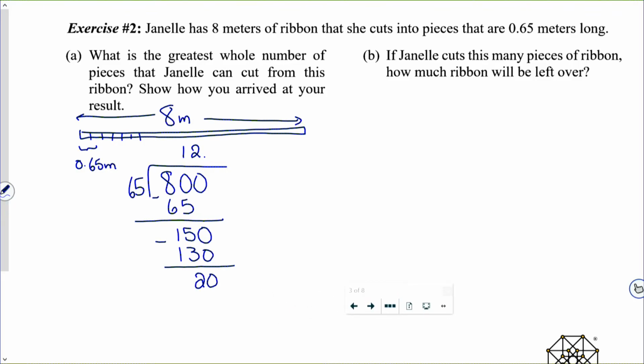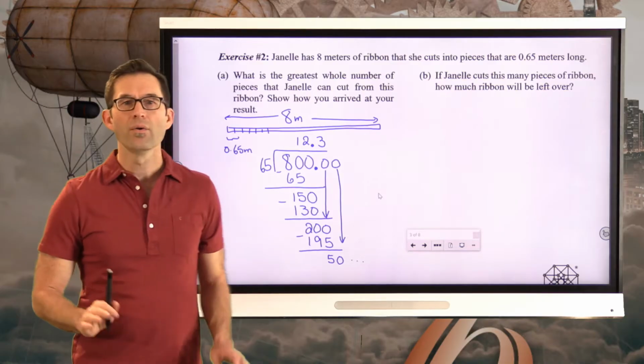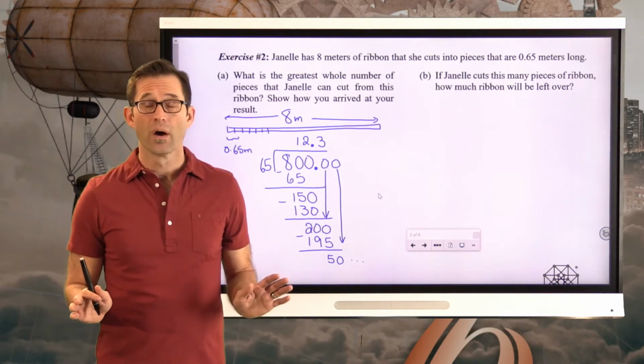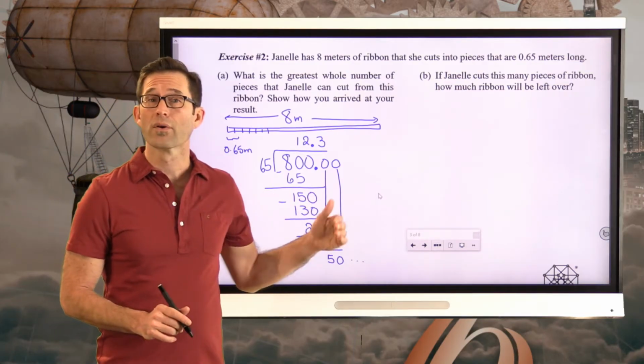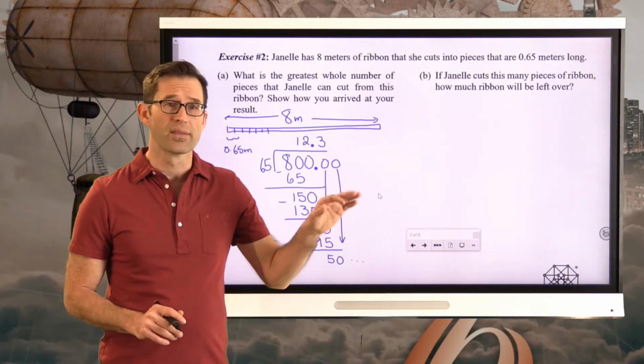Put a little decimal point there. Drop that 0 down. Maybe I'll have 3 here, and that will give me 195, I think. Yep, subtract and I'll get 5. I could drop another 0 down, but I don't need to take this any further. This thing could keep going on for a while. It could end up terminating, or it could end up having a repeated decimal.